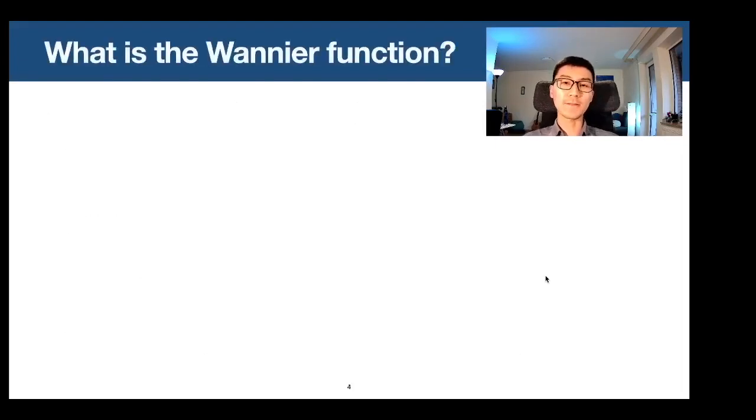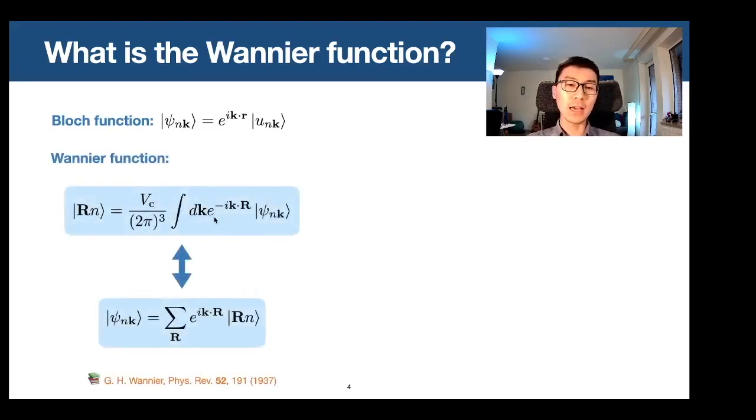So what is a Wannier function? I guess you already know what a Wannier function is. A Wannier function is defined as a Fourier transformation of the Bloch function. This was first introduced by Gregory Wannier in 1937. And this Wannier function is localized around a Bravais lattice vector R.